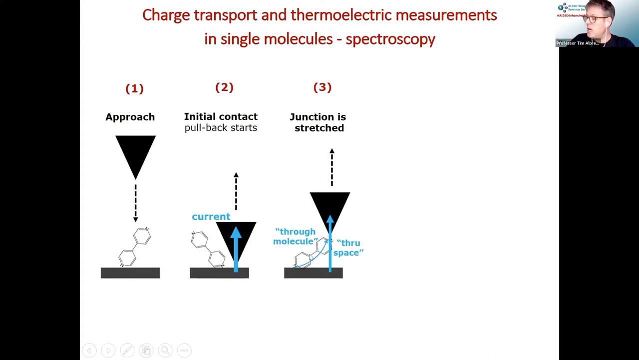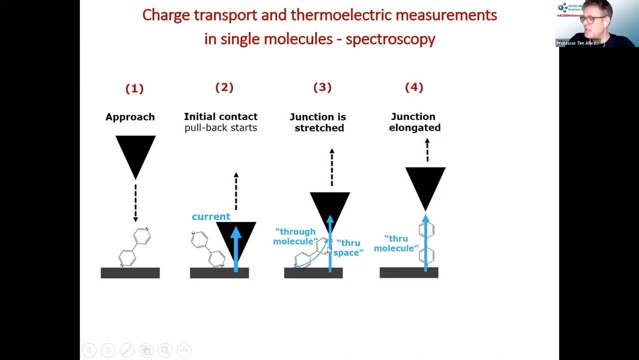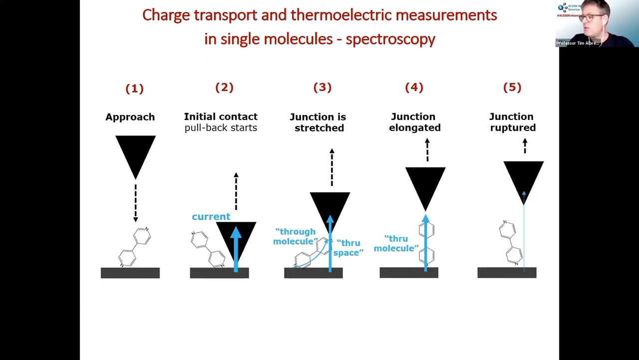While this happens, you might have a situation where this molecule binds to the tip, and then you've got current through the molecule as well as current through space. Then you keep pulling that tip away until you perhaps reach this situation, where you've got essentially only through-molecule current and the junction is fully elongated. In the last step, the junction ruptures, and then the current drops to effectively zero, because the gap is quite large. Again, we can perform this measurement in an automated way and do 10,000s of repeats overnight or over days. So this is the sort of volume of data that we collect.